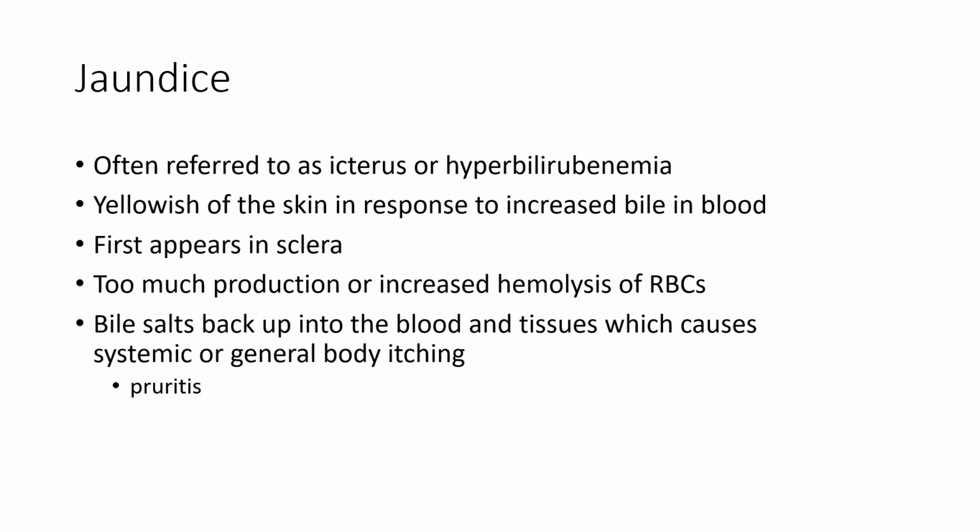Obviously, we know that it's the yellowing of the skin due to increased bile in the blood, and it first appears in the sclera. It can be because of too much production of bile or an increase in hemolysis of RBCs. Bile salts back up into the blood and the tissues, which causes systemic or generalized itching, otherwise known as pruritus. Very common with patients with liver failure, that they're pruritic and jaundiced.